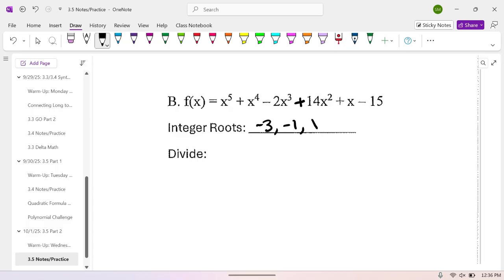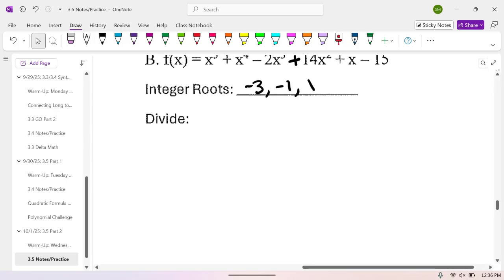So since there are 3 roots, we got to get this quintic function down to a quadratic. So we have to do synthetic 3 times. All right? This is where learning synthetic is a little bit easier than long division, because long division 3 times, you can do it, it's just a pain.